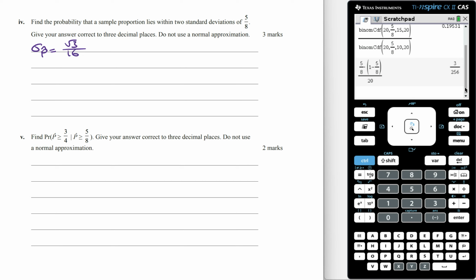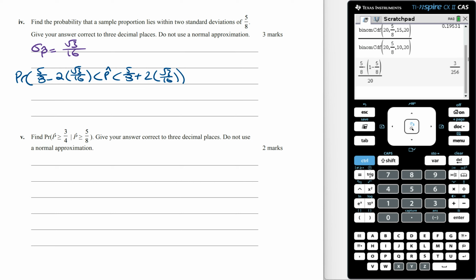equal to 16. And so the probability that the sample proportion p hat lies within 2 standard deviations of 5 on 8 can be written as the probability that p hat is going to be between 5 on 8 minus 2 times the standard deviation, which is root 3 on 16, and then 5 on 8 plus 2 times the standard deviation.